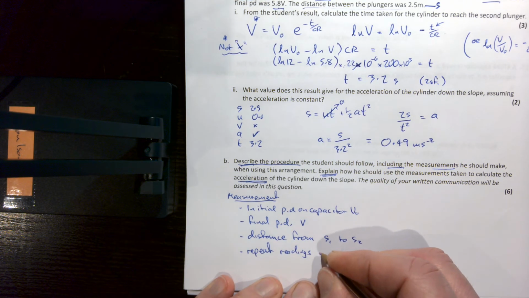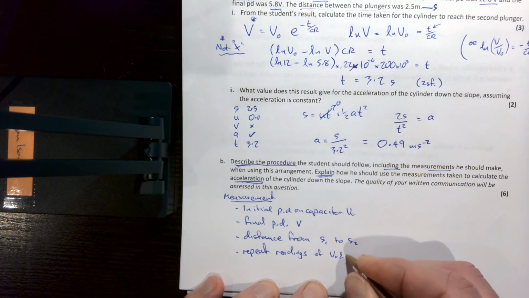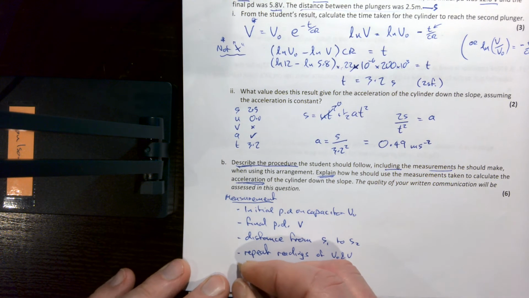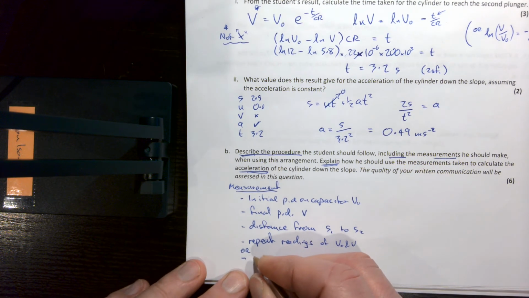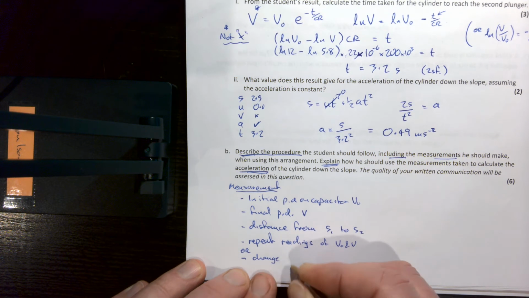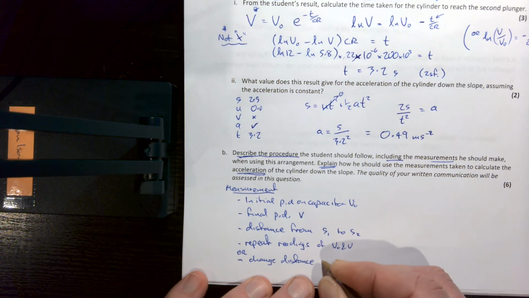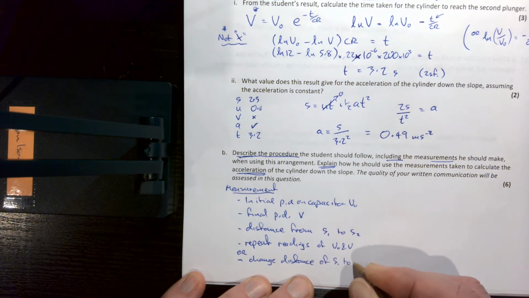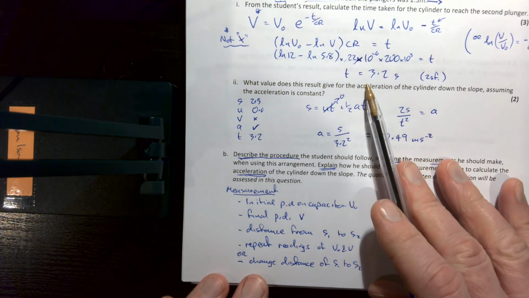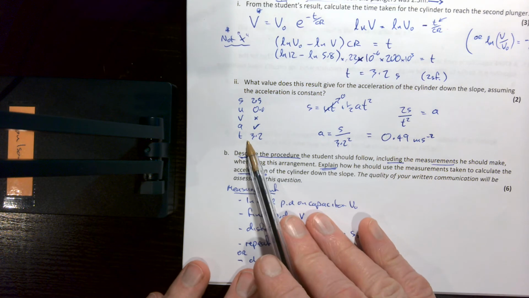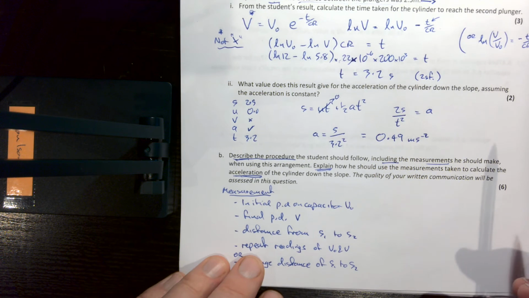Okay, of V and V0, or potentially I'll put this both, or change distance of S1 to S2. Okay, so that will give me differences in time. It would also give me distances in distance, so therefore you end up with different values in here.